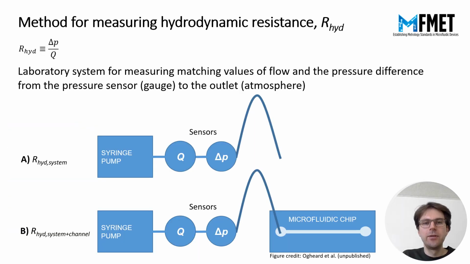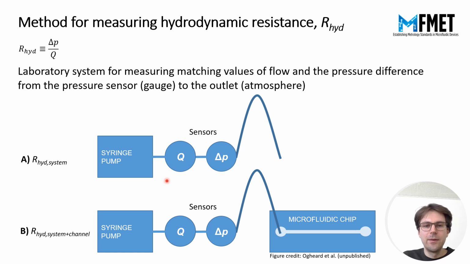Combining the previous quantities and concepts, we here present a laboratory method for determining the hydrodynamic resistance. For convenience, the hydrodynamic resistance is repeated here. The laboratory system features several components. First, a syringe pump for generating the flow, then two sensors, one for measuring the flow and another for measuring the pressure. The outlet of the system is at atmospheric pressure, so this pressure sensor actually measures the pressure difference from its location to the outlet of the system.